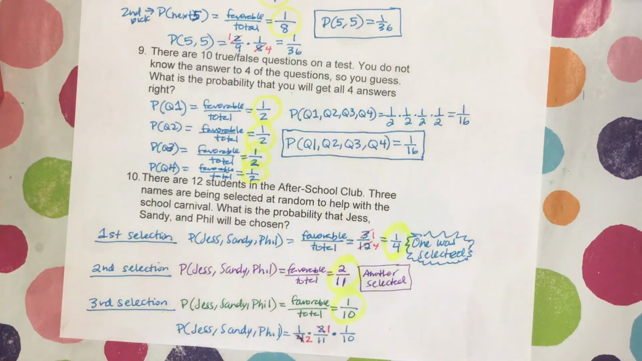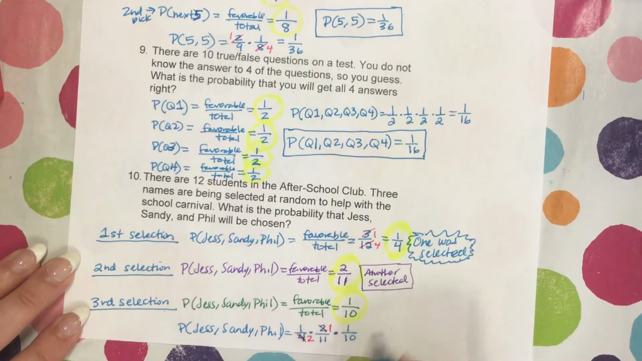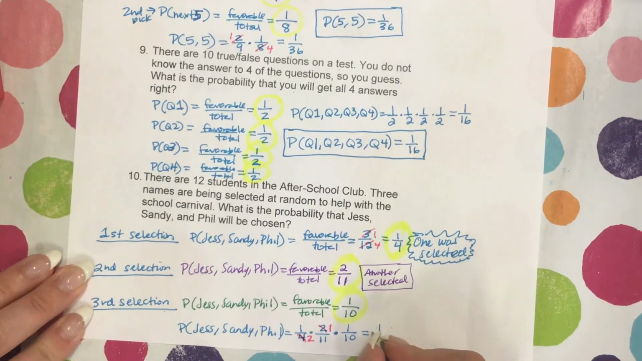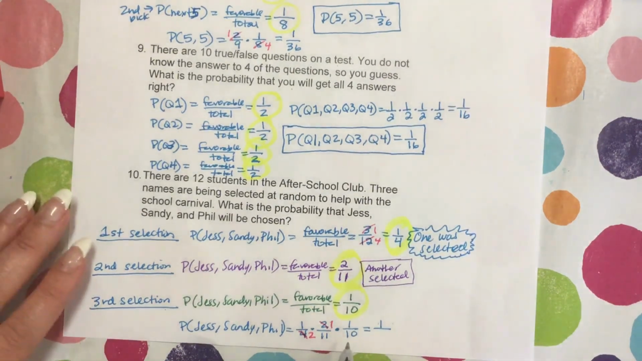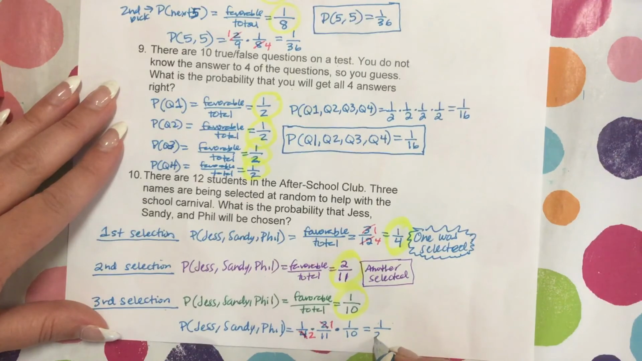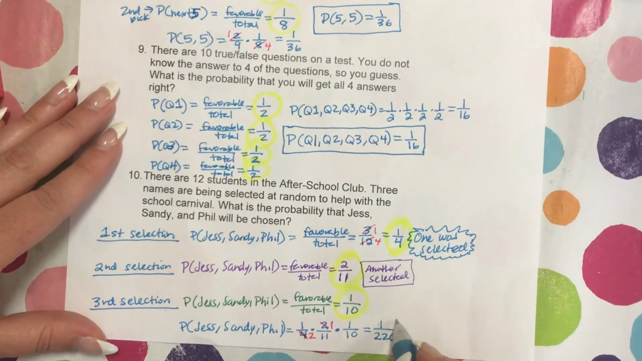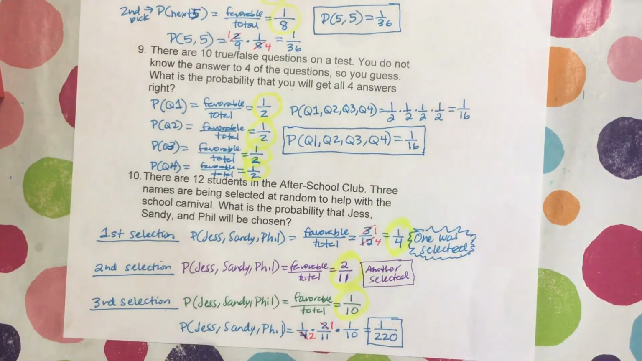And then we just multiply across. So 1 times 1 times 1 is 1. 2 times 11 is 22. And then it's multiplied by 10, which is awesome because you can just put a 0 on the end of it. So it's 22 and then add a 0, and there you have it. There's the probability for all three of them being selected.